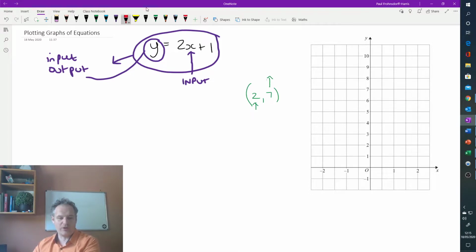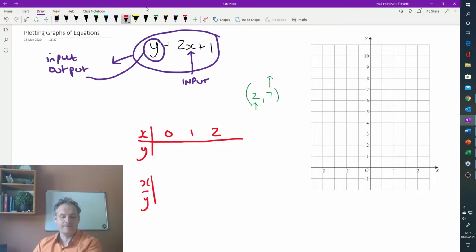So in order to help us, we make a table of values. And it's always x, y, and I often do 0, 1, 2. You are allowed to do x, y, -2, -1, 0, 1, 2. You could, and sometimes in the questions you get given, that will be what you're shown. But I do 0, 1, 2 because once you've got 3 points, if they're in a straight line, the whole line is in a straight line. So what we need to do is take our input. Now the x is always the input.